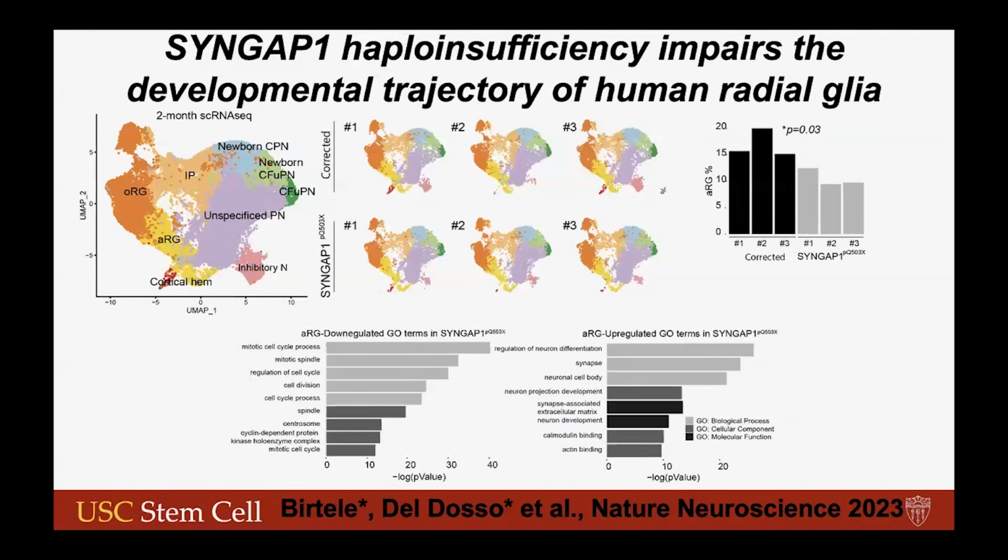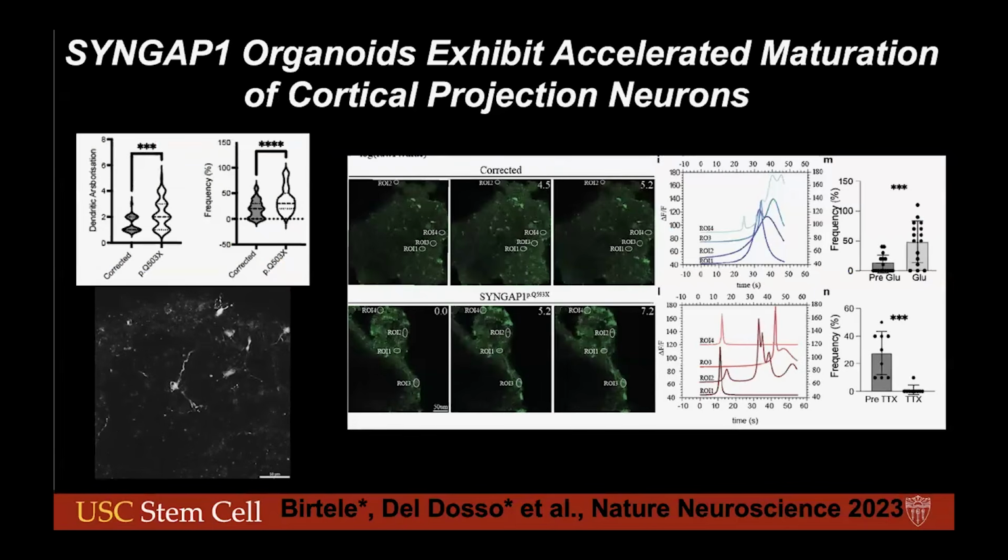And overall, when we look with single cell sequencing, specifically at the number of these cells in the organoids and the transcriptional profile of these cells, we found that there was a decrease in number and an upregulation of terms associated with differentiation, and downregulation of terms associated with mitosis, suggesting that these radial glial cells have an impaired developmental trajectory. And so if we look then at the structural and functional features of neurons in these haploinsufficient organoids, we found that indeed there is evidence of faster maturation of neurons in this culture.